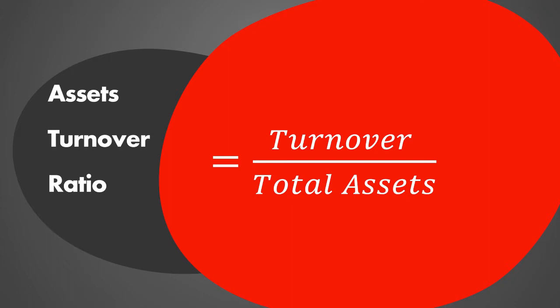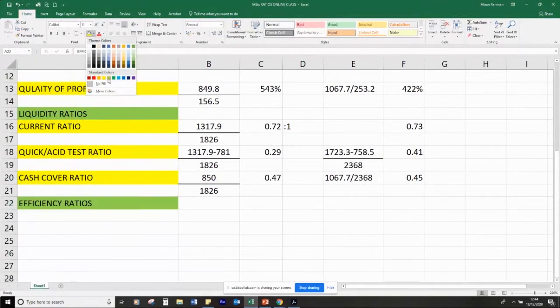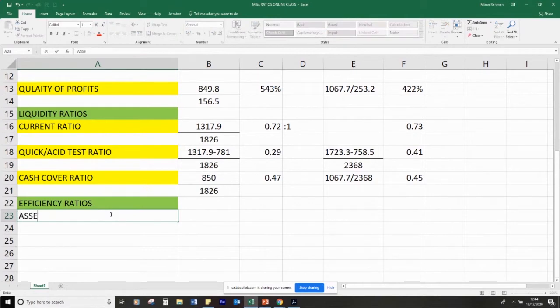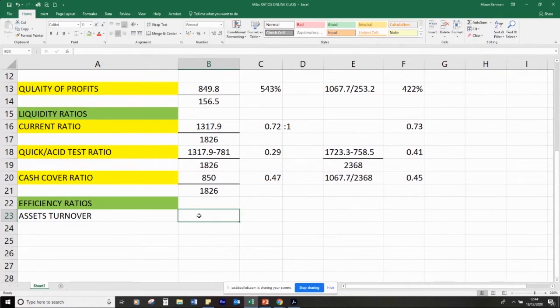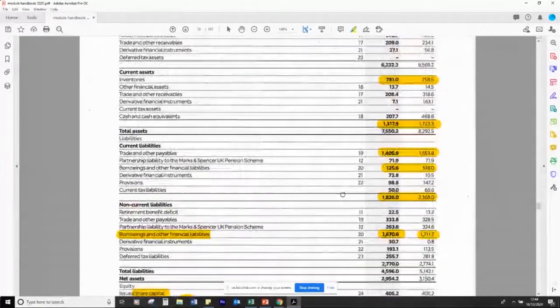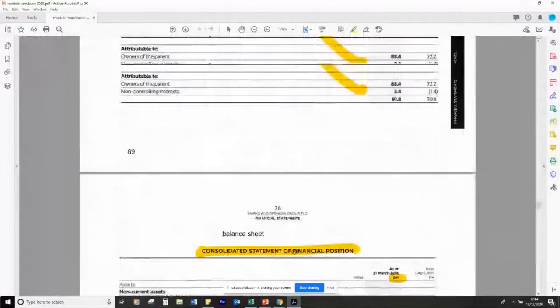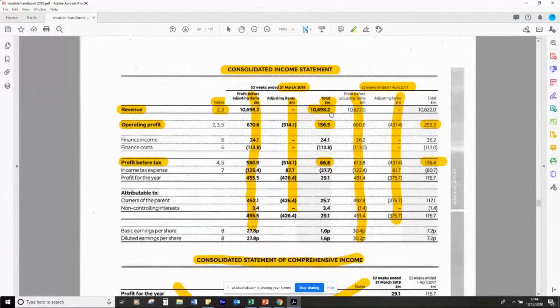So let's look at Marks and Spencer's ratios now and see how Marks and Spencer is utilizing their assets. So going back to my Excel, first of all, efficiency ratio. And in efficiency ratio, the first one is asset turnover, and we know that it is turnover divided by total assets. Turnover first, which is in the income statement: 10,698.2. We have already used this figure.